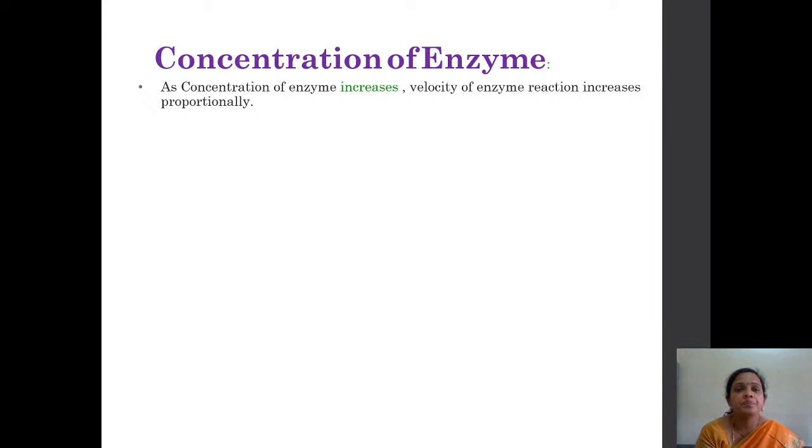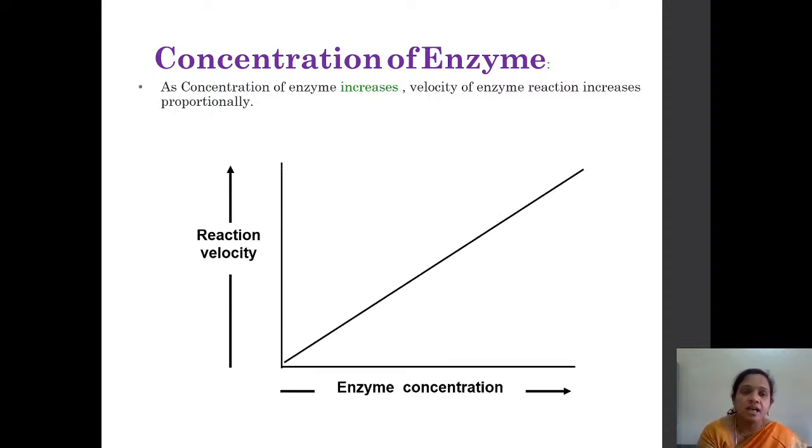Now, concentration of the enzyme. As the concentration of the enzyme increases, the velocity of the enzyme reaction increases proportionately. Obviously, because it is the enzyme that is required. So as the enzyme concentration increases, the reaction velocity also increases, giving an ascending linear curve from the origin. This is the effect of enzyme concentration on the rate of the reaction.